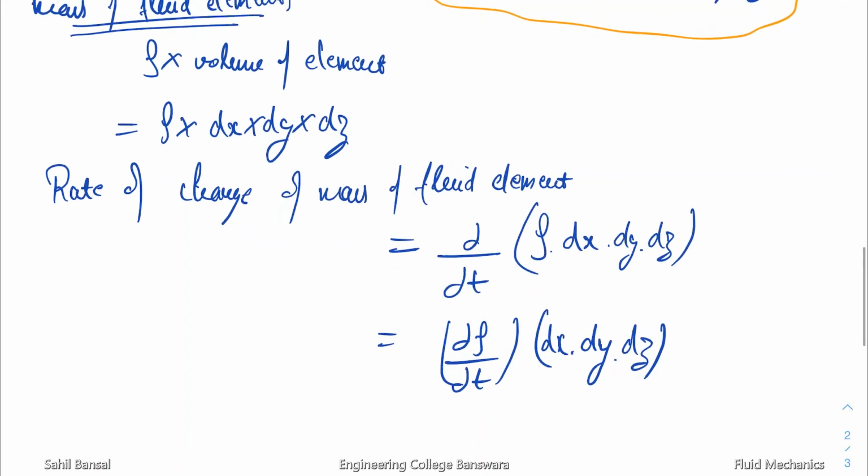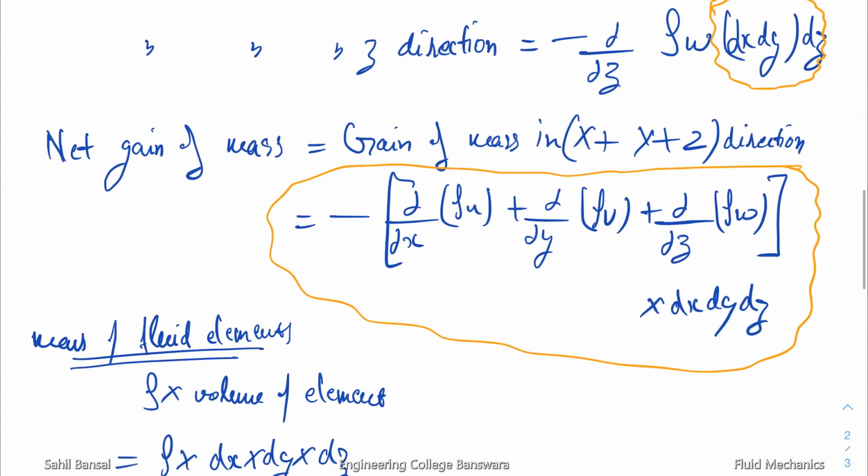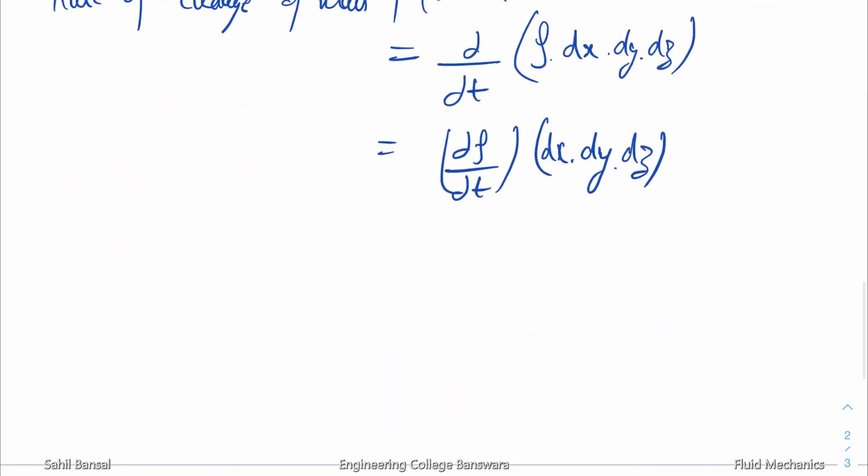Now, this rate of change of mass of the fluid element must be equal to the net gain of mass. From where will extra mass come? We know that mass is conserved. So the net gain of mass in a fluid element will be equal to the rate of change of mass of that fluid element. Fine. So now we will equate these equations. So what can I write? Equating both equations.